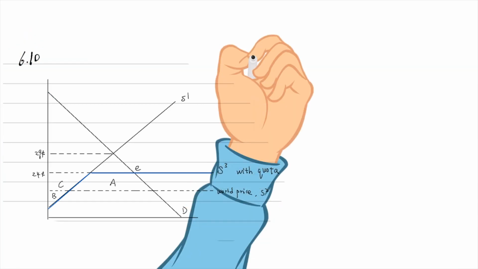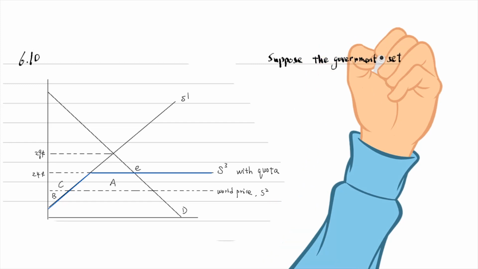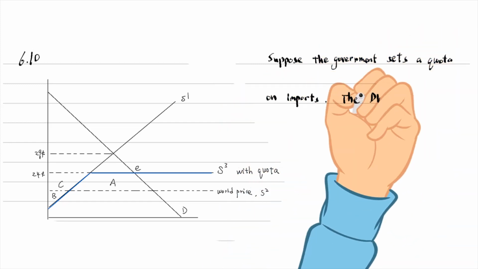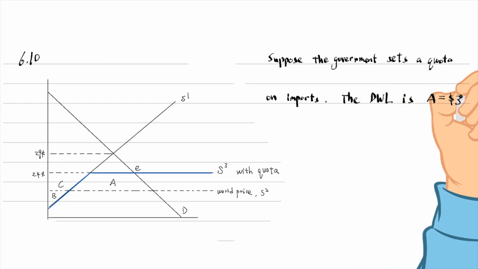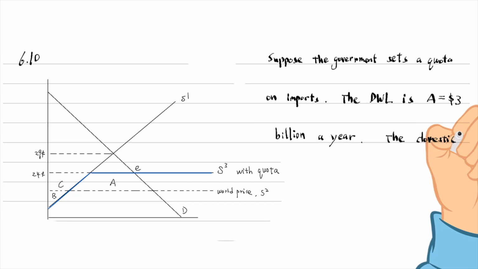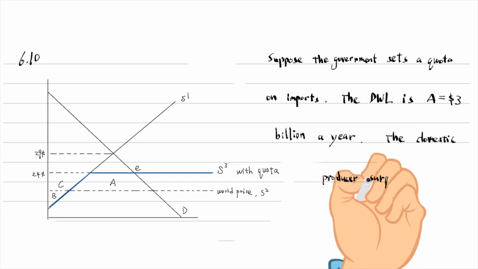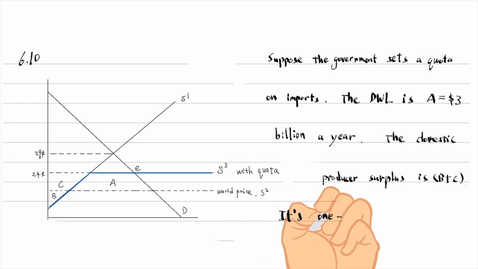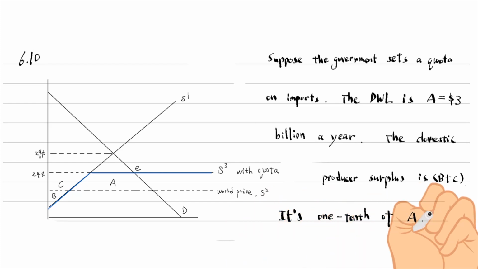Suppose the government sets a quota on imports of sugars. The deadweight loss is the area of A. It is $3 billion a year. The domestic producer surplus is the area of B plus C. It is about 1/10 of A, according to this exercise.